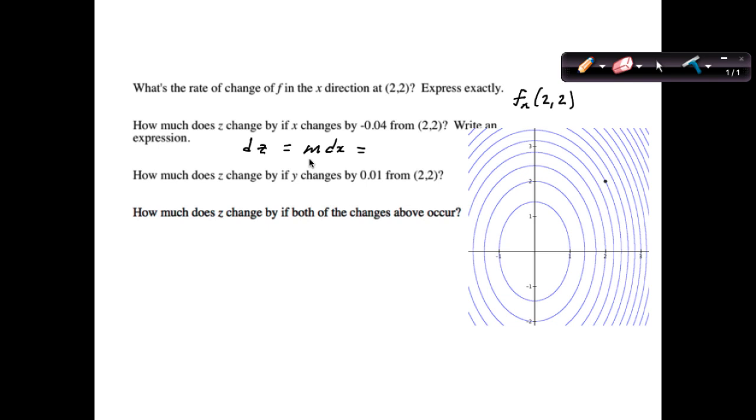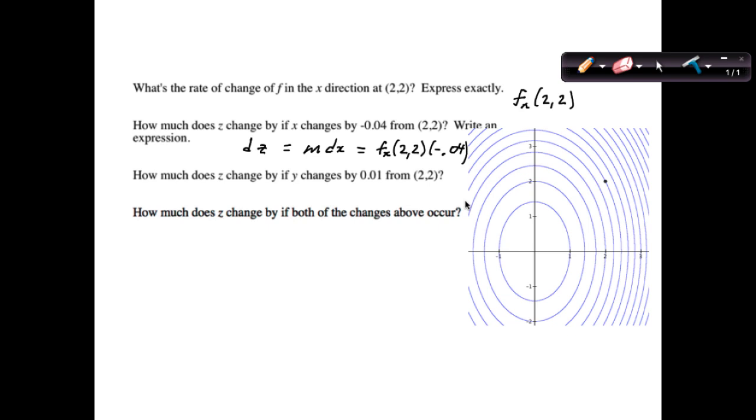So now what's the rate of change and what's dx? What's the rate of change in the x direction? That's the partial of f with respect to x. And what's dx? Negative 0.04. So that's it right there. That will give the change in z. The rate times the change in x gives the change in z. And since we're going in the x direction, the rate we can use is the partial with respect to x.